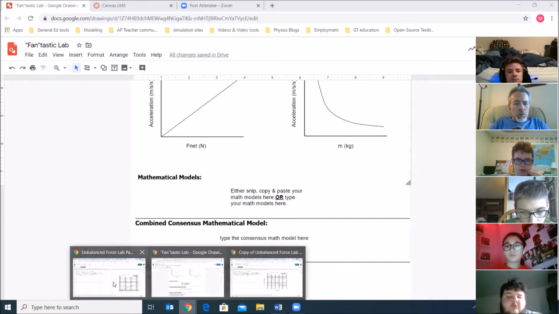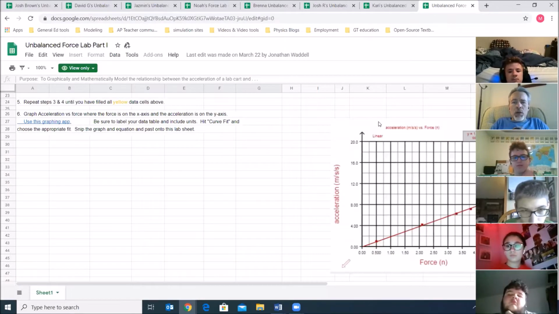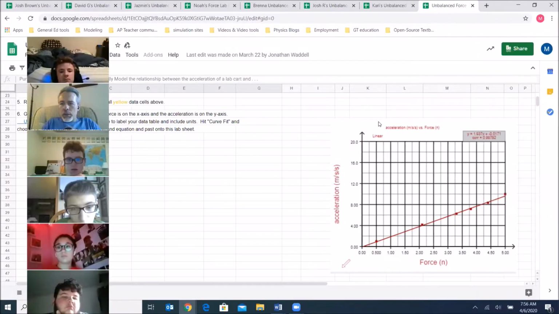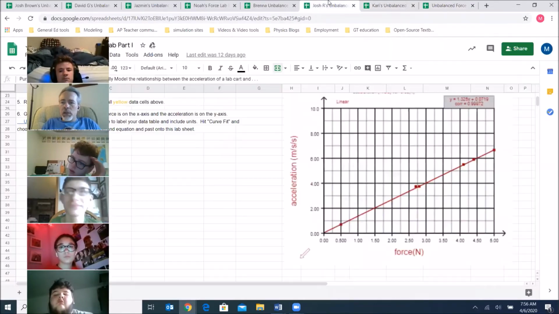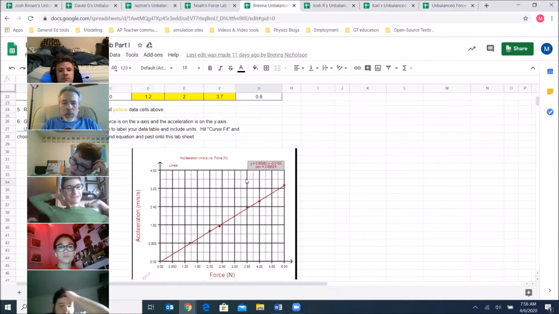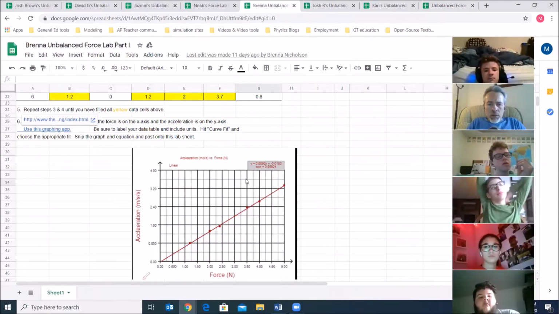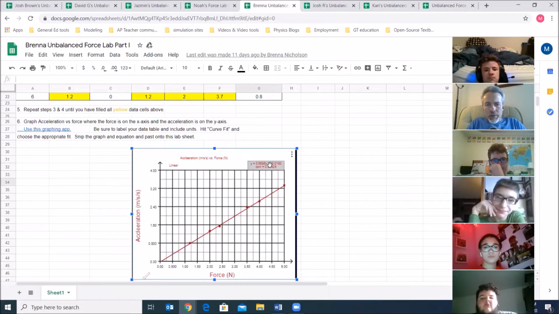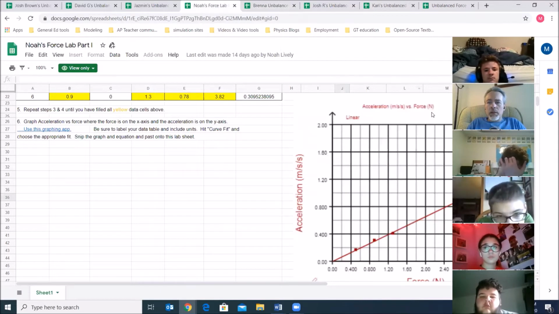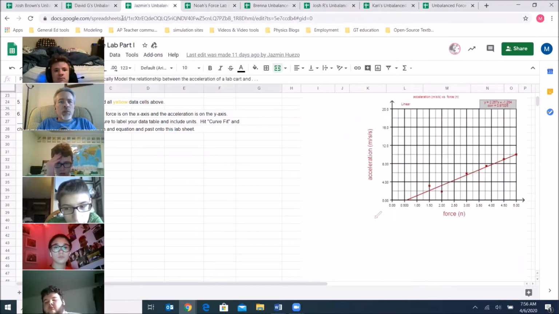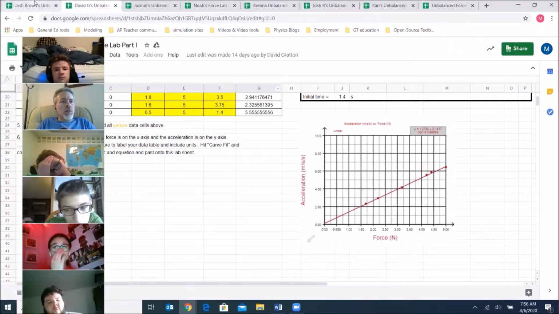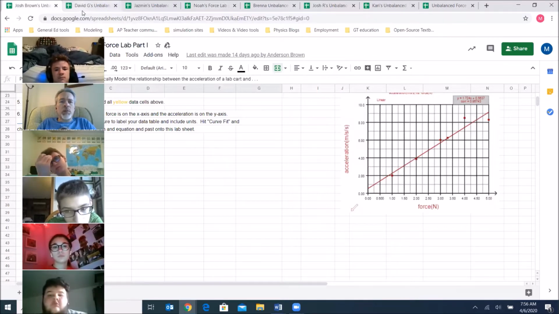All right, so the mathematical model, let's go back to the first part. The mathematical model, this was Johnny's. His mathematical model looks like y equals mx plus b. For Kari's, y equals mx plus b. Josh's, y equals mx plus b. This is Brenna's. She has y equals 0.66x plus a negative, again, that's y equals mx plus b. This is Noah's, same thing, y equals mx plus b. Jasmine's, same thing. David's, same thing. And Josh Brown's, the same thing.